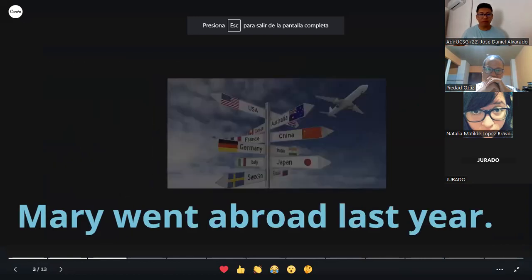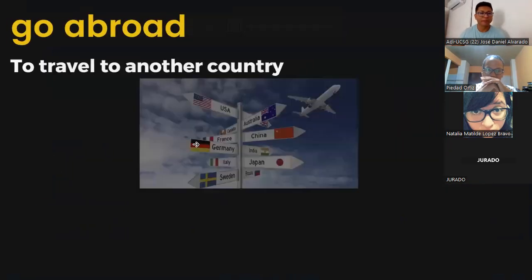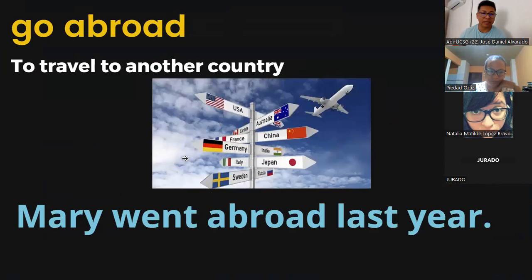So we have the first one, which is go abroad. Now, Piedad, can you please read the definition for go abroad and also the sentence that we have there? To travel to another country. The sentence, Mary went abroad last year. ¿Qué entienden por go abroad? ¿Qué significa go abroad? Ir al extranjero. Very good. La palabra abroad significa extranjero. Entonces, go abroad means go to another country.